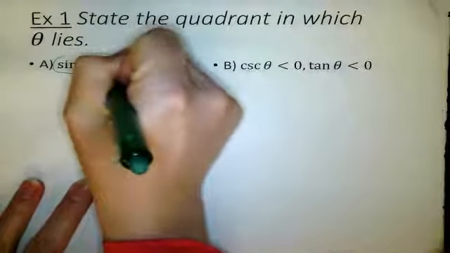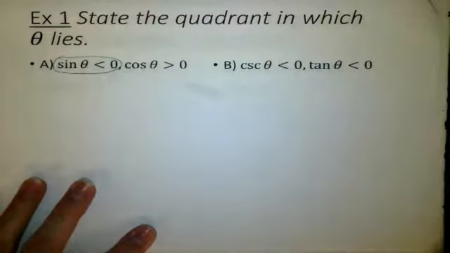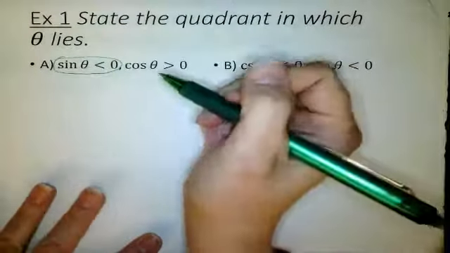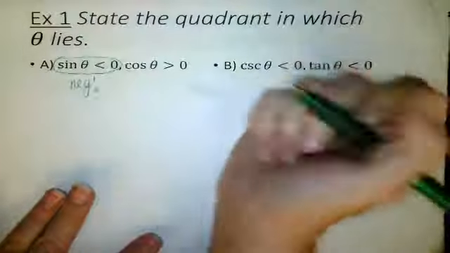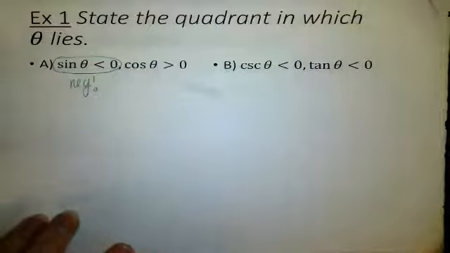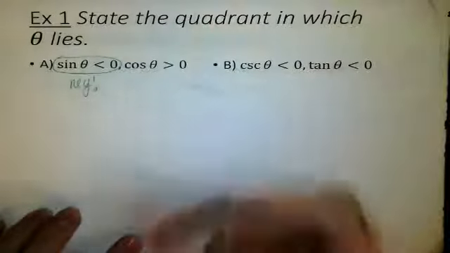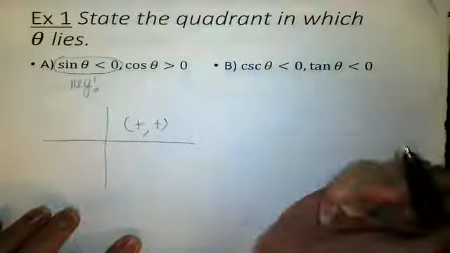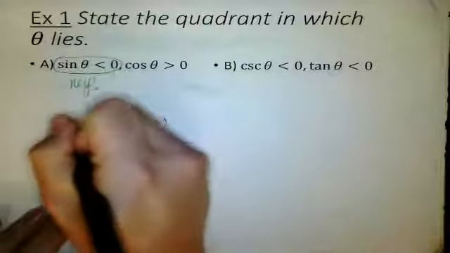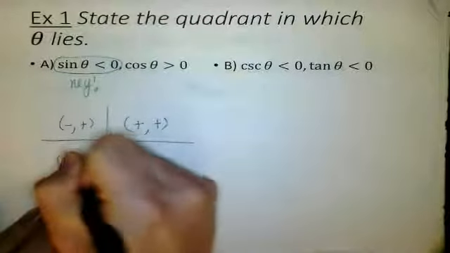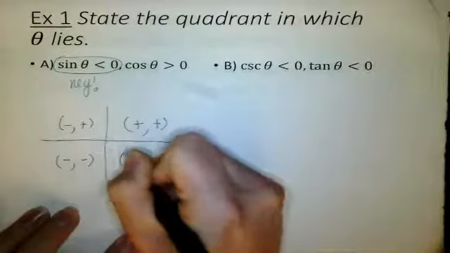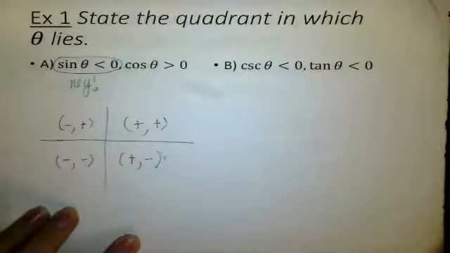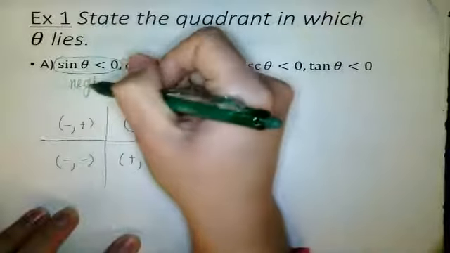What does this say? Sine of theta is less than 0. What does that mean to be less than 0? Oh, negative. Okay, very good. So, again, I'm going to use my little quadrant sketch here. Quadrant 1, the signs are positive, positive. In quadrant 2, what are they? Negative, positive. In quadrant 3, negative, negative. And in quadrant 4? Positive, negative.